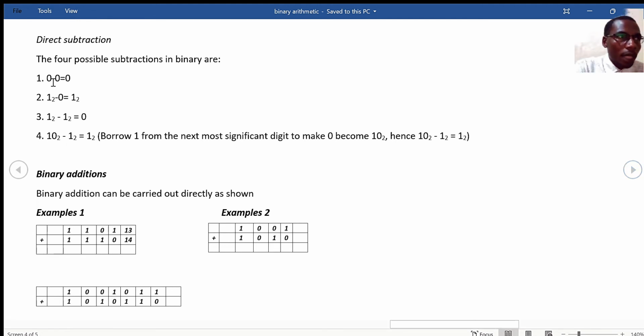0 minus 0. Also in decimals, you know that 0 minus 0 is always 0. That is something you know. 1 minus 0 is 1. Also from decimal numbers, you know that 1 minus 0 will give you 1, or any number minus 0 will give you that number. Exactly. That is something we know.